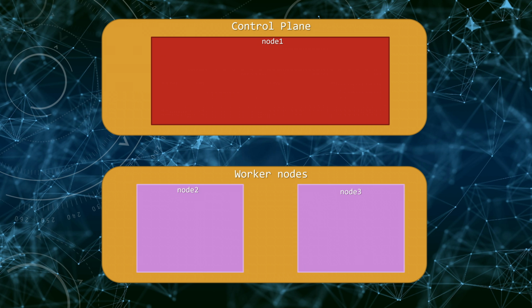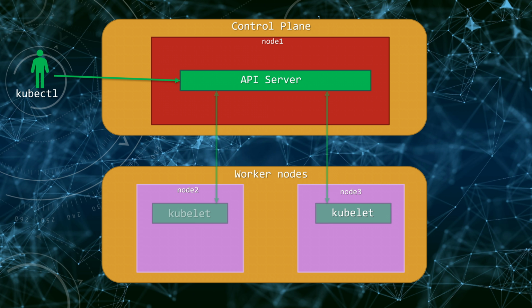A 1000-feet view of the Kubernetes architecture. As a part of the control plane, we have an API server. It acts as a single point of entry for all Kubernetes commands. It receives requests from users and applications, validates them, and sends them to the appropriate components for execution. This is a RESTful API.